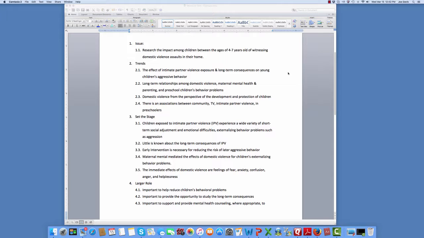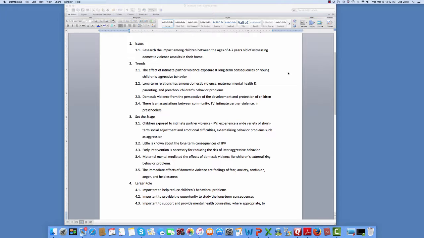Next up, long-term relationships among domestic violence, maternal mental health, and parenting and preschool children's behavior. So what that trend is, is that when mothers get mental health counseling and parenting skills, how does that improve, or does it improve, a preschooler's behavioral problems? In case you're curious, it does.